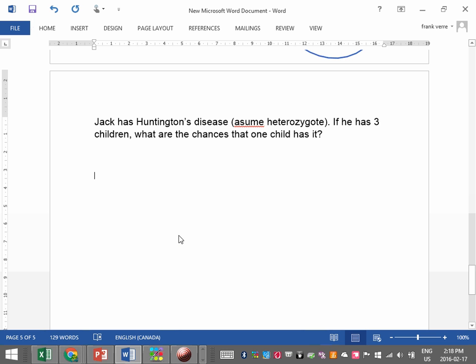Okay, so let's look at this one. This one will be a lot easier to work out because you don't have to consider different scenarios here. There's only one scenario. It says Jack has Huntington's. Assume he's heterozygous. We have to assume that she doesn't have it, because otherwise you can't solve the question. In the previous example I showed you, you could work out the probability of Sally and Tom. If I don't tell you anything, you can't work out anything.